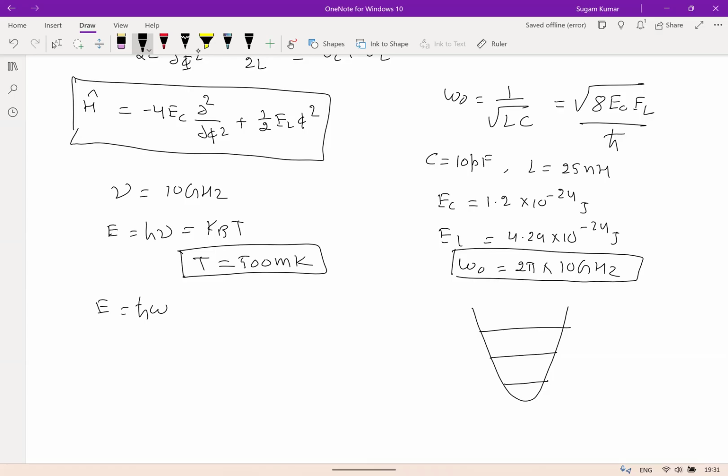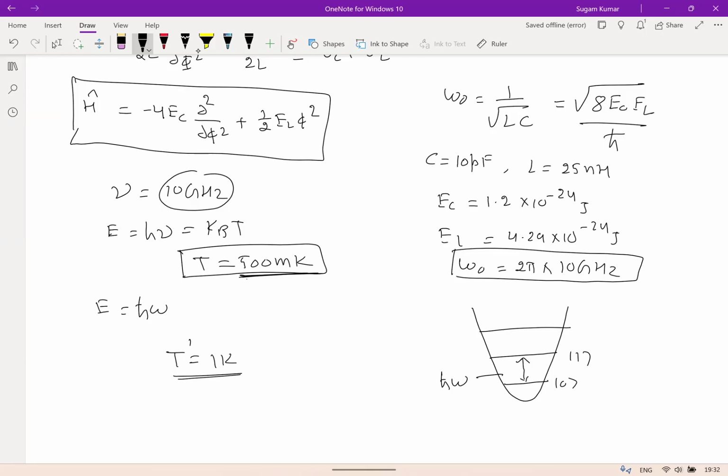So this separation which we're talking about, that is the h cross omega. The corresponding frequency is only 10 gigahertz and temperature is 500 millikelvin. It means, if I put temperature, let us say 1000 or maybe let us say 1 Kelvin, then this temperature is much more than this temperature.